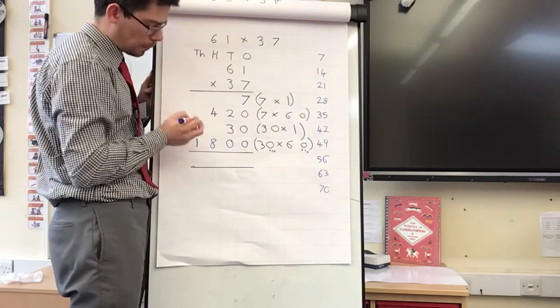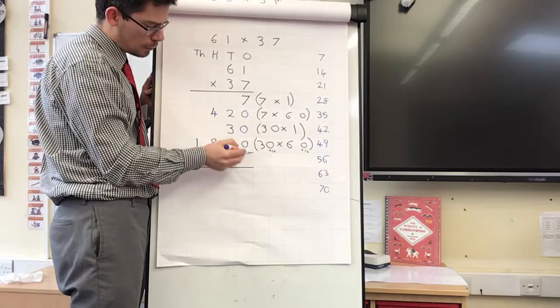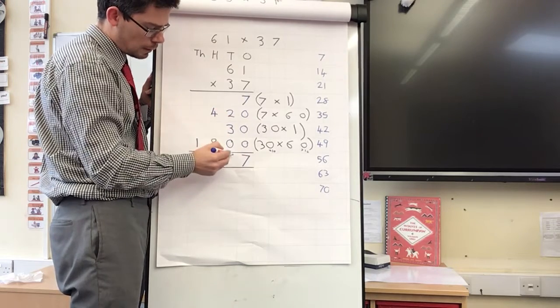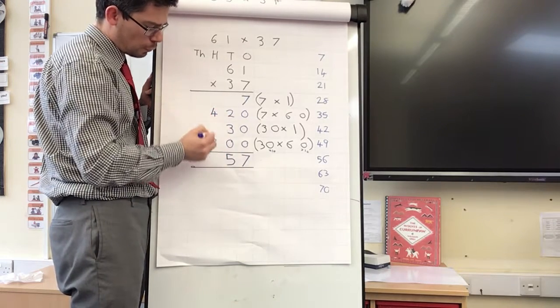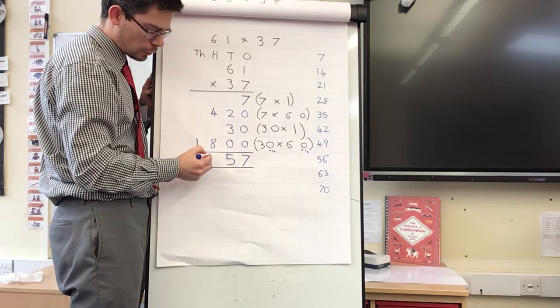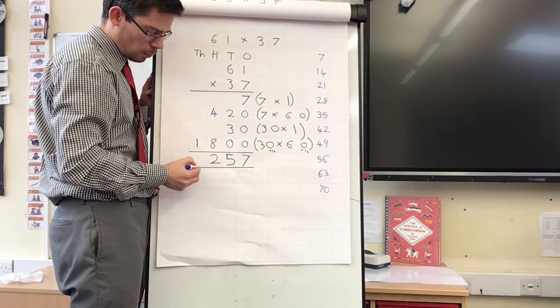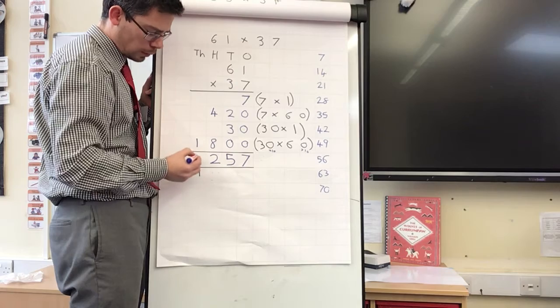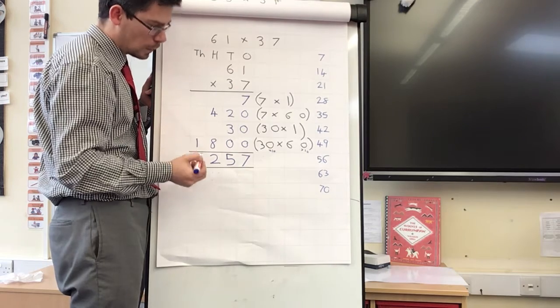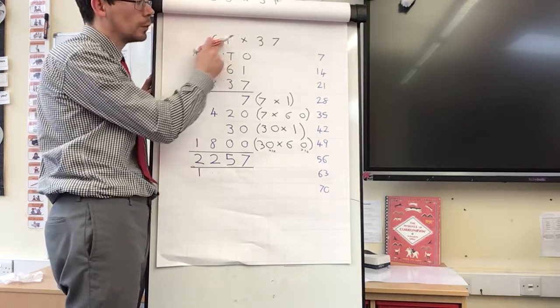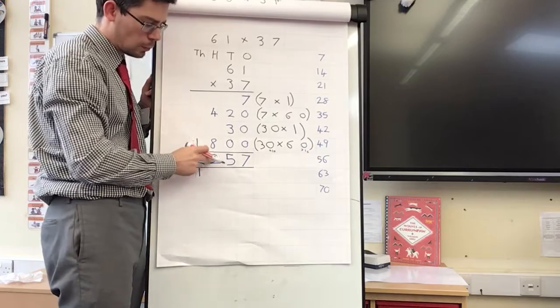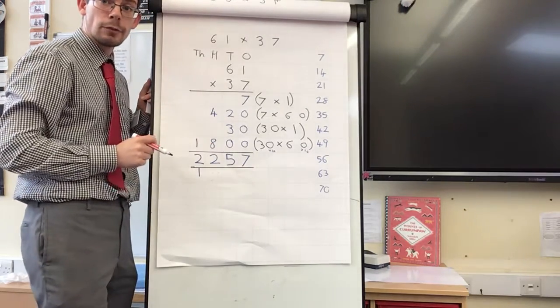Now I add them up. 7 add 0 add 0 add 0, 7. 2 add 3, 5. 4 add 8, 12, so the 2 goes here, 1 goes on there. 1 add 1, 2. So my answer to 61 times 37 is 2,257. I hope that helps.